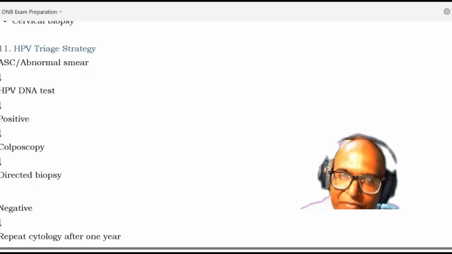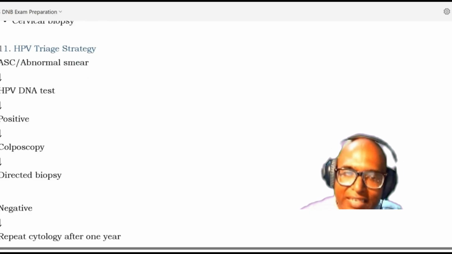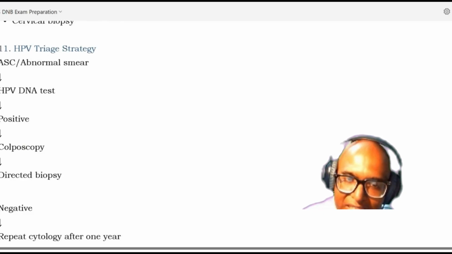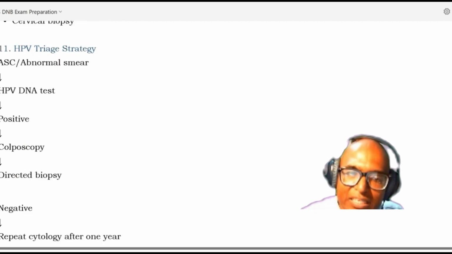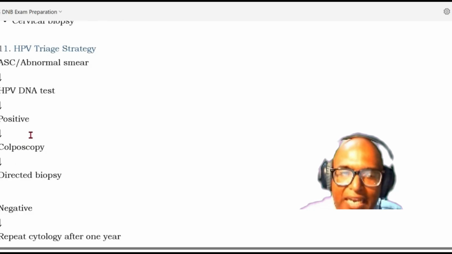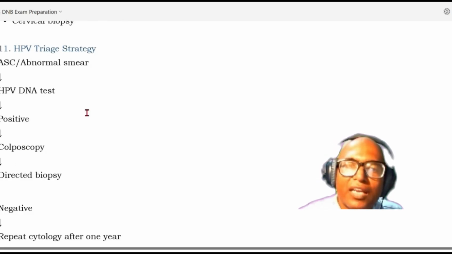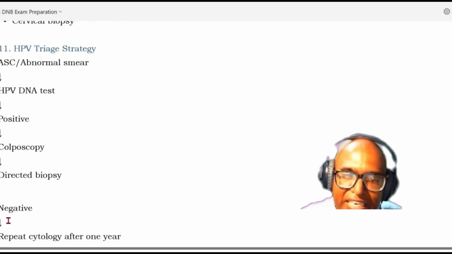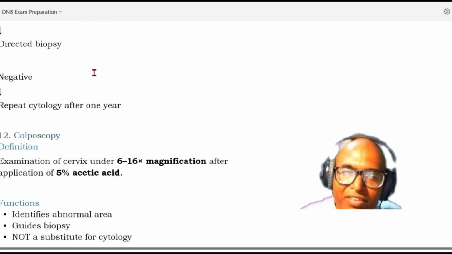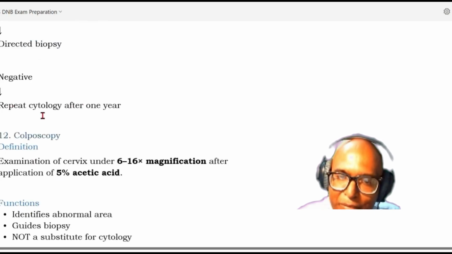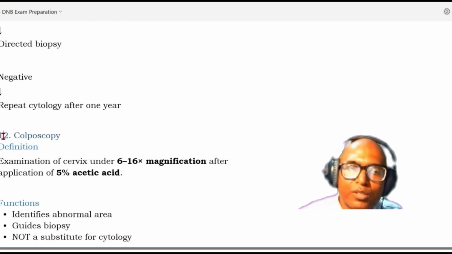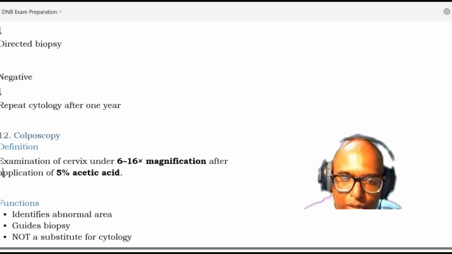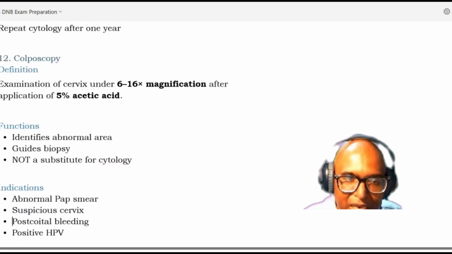So what is the HPV triage strategy? First, you take the smear, and if you see that the smear is abnormal, or if you see atypical squamous cells, then you go for HPV DNA test. If the HPV DNA is positive, then go for colposcopy and take the biopsy. If the smear is abnormal and you carry out HPV DNA test and it is negative, then you will keep her under surveillance with the cytology only. Then you can repeat the smear after 1 year. So that is how you should go ahead. Then colposcopy can be asked as a short note.